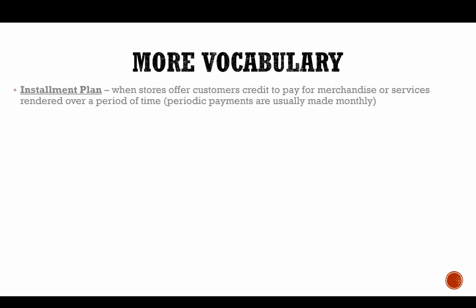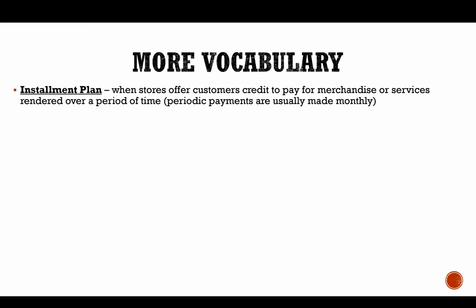All right, a little more vocabulary. What is an installment plan? We're going to get into different types of loans today. The first one we're going to talk about is an installment plan. This is when usually a store offers consumers credit to pay for merchandise or services rendered over a period of time. Periodic payments are usually made monthly.